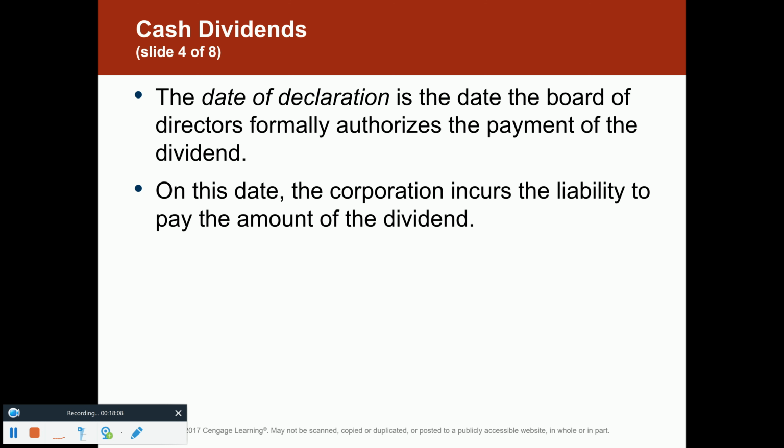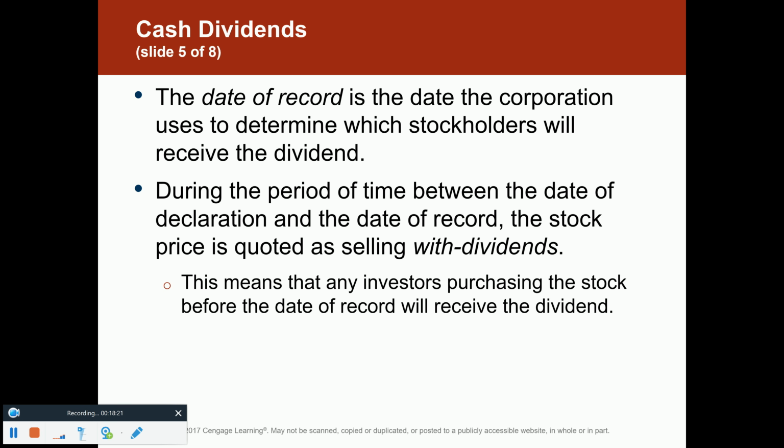First, the date of declaration. This is the date that the board officially declares or authorizes the payment of the dividend. They will state exactly what the dividend payment is going to be. And on the date of declaration, that is the date that we are going to record the dividends.